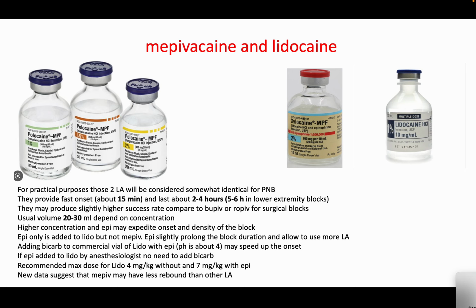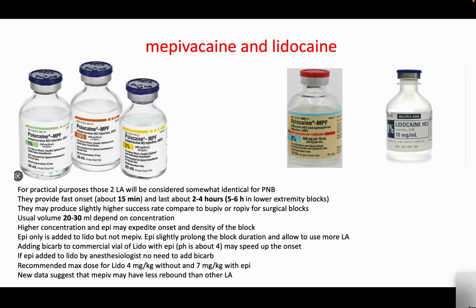They may produce slightly higher success rate compared to bupivacaine and ropivacaine for surgical blocks for novices. So when you start doing blocks, it probably makes sense to use those drugs to provide higher success rate for surgical blocks. Usual volumes that we use are about 20-30 ml, depending on concentration. High concentration and adding epi may expedite onset and density of the block. Epi is only added to lidocaine, but not mepivacaine, because basically mepivacaine is like lidocaine with epi. Epi slightly prolongs the block duration and allows you to use more local anesthetic, right?